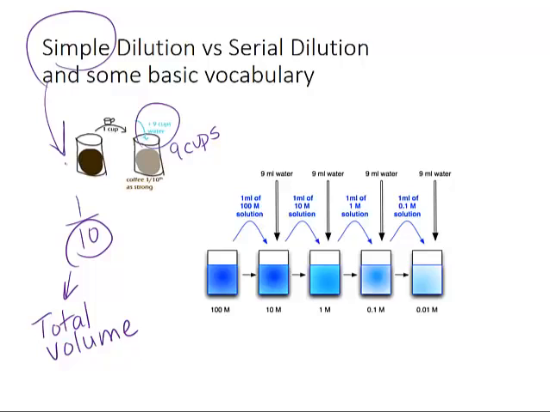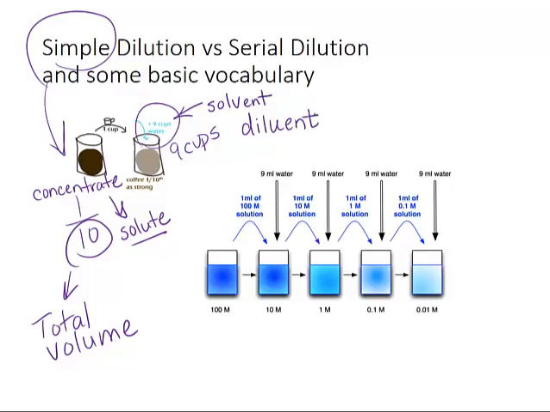Now, the original stuff that you start with is called a concentrate. If it's in liquid form, it's typically called a concentrate. If it's a solid being dissolved in a liquid, we would call that the solute. The stuff that we're dissolving with, in this case water, is the solvent. It's the stuff doing the dissolving. Sometimes it's called a diluent.